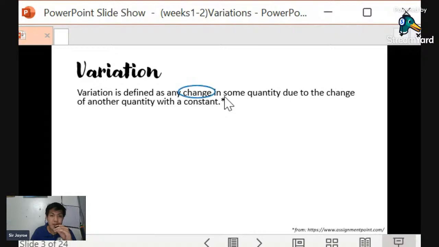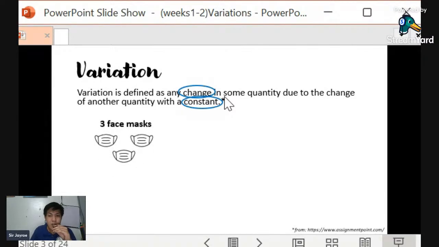Okay, so that is the keyword for variation: change, and constant. So dapat pag may change, dapat din may constant. So medyo contradicting yun, no? Kasi in variation, ang keyword ay change, but the word constant, ang ibig sabihin ng constant ay hindi nagbabago, no? Medyo contradicting. So I will explain that later on.